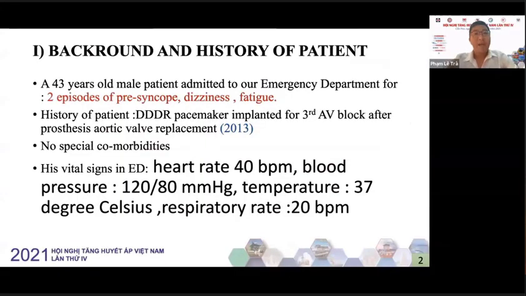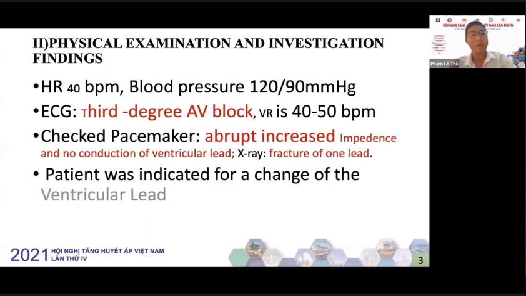First of all, the background and history of the patient: a 43-year-old male patient admitted to our emergency department for 2 episodes of breathing cough, dizziness, fatigue. History of the patient: DDDR pacemaker implanted for 3rd degree AV block after prosthetic aortic valve replacement in 2013. No special comorbidities. Vital signs in the ED: heart rate 40, blood pressure 120/80, temperature 37, respiratory rate 20.